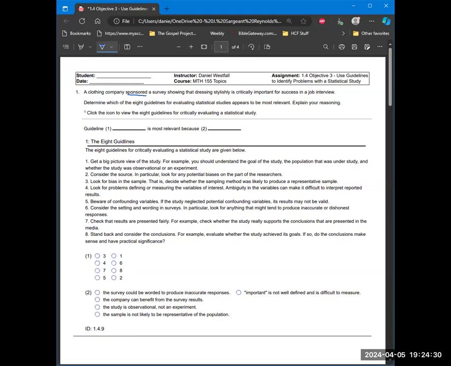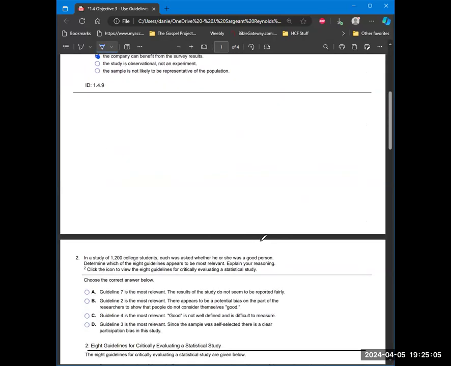I'd say that we have an issue with number 2 when we consider the source here, because this is a clothing company that sponsored the survey and they have an interest in getting a particular result to tell people to buy their clothes, right? So the company can benefit from the survey results. So that would be something that we would look at when we consider the source.